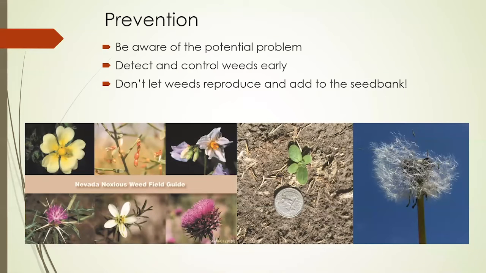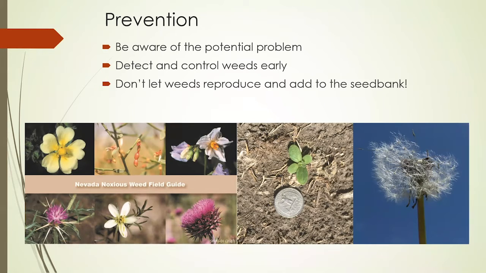So one of the things you can do with prevention is just be aware of the potential problem. If you're a land manager and you've had a fire, you should be aware that you've got bare ground there now and weeds are going to come in. If you're a homeowner and you've removed vegetation from a portion of your lot, be aware weeds are going to come in there. So be aware of the potential problem and learn to identify the weeds that may be a problem in your area. You want to detect and control those weeds early.